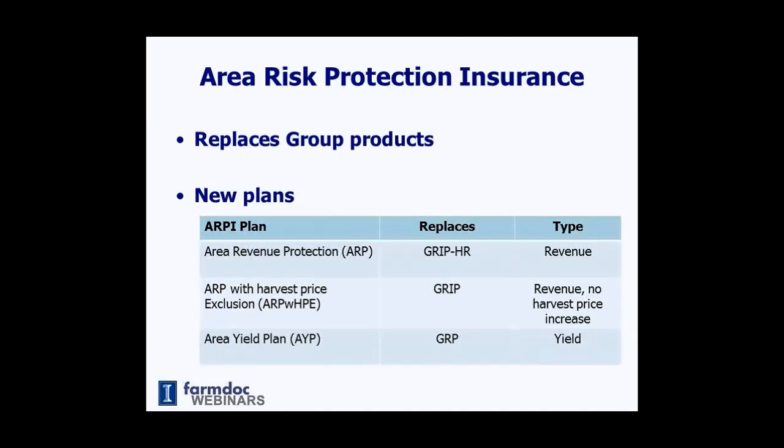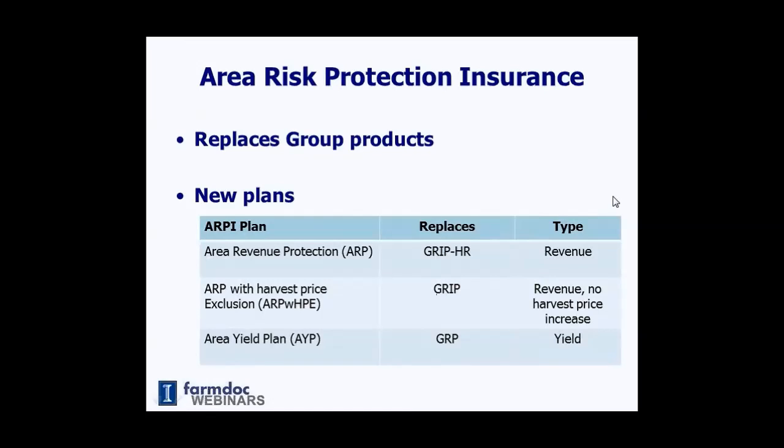The area risk protection insurance policy replaces all the group products. This process is similar to what RMA did with the combo product a couple years ago, when RMA replaced CRC, RA, and APH yield insurance with one policy that had different plans in it. They're doing the same thing with the group products. Now we'll have an area risk protection insurance policy, and you'll choose one of three plans: area revenue protection, ARP with harvest price exclusion, and area yield plan.